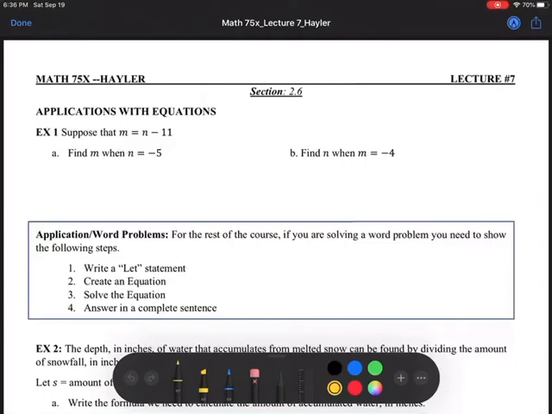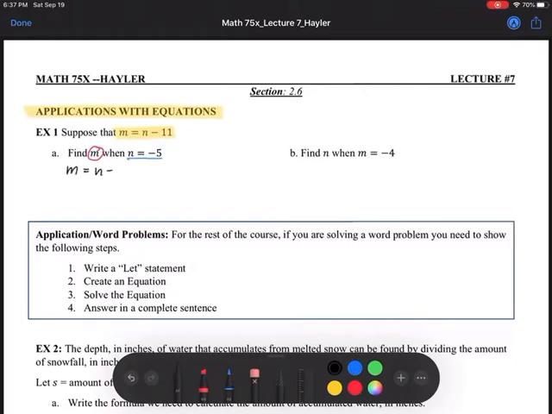Applications with equations. Okay, so for example 1, we're given, suppose that m equals n minus 11. Find m when n equals negative 5. Okay, so we're given this equation, and then we're told we want to figure out what the m value is when we know that n is negative 5. All right, so let's go ahead and write down our equation.